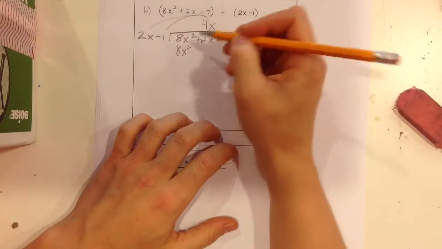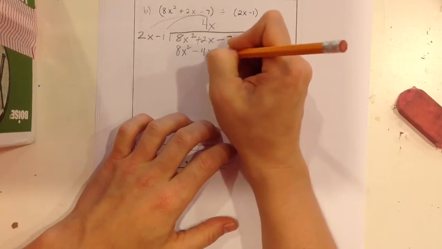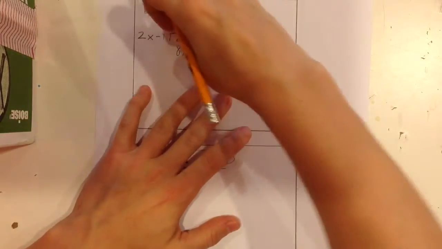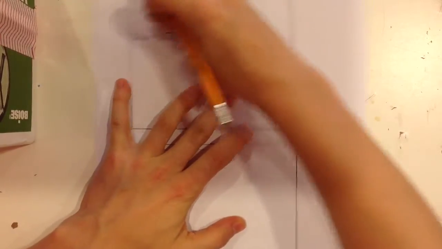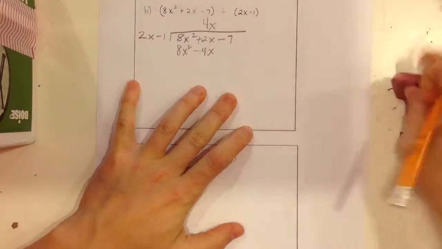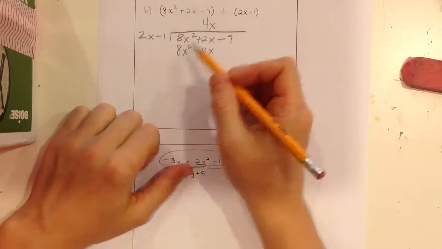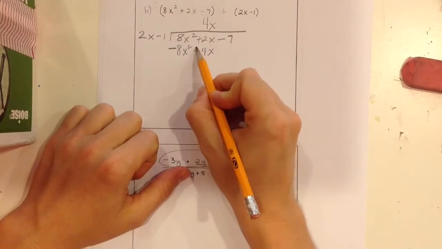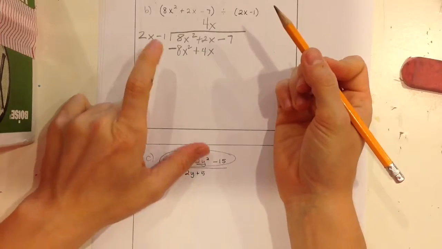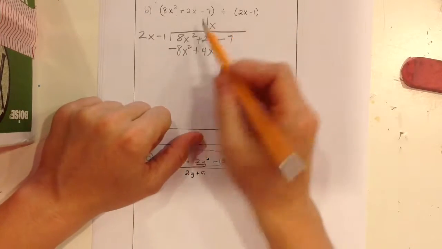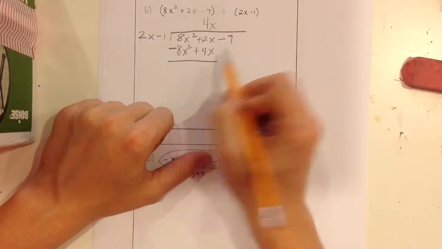4x times negative 1 gives me negative 4x. Okay? So remember, you distribute. And remember, after you distribute, you should get the same thing on top and bottom. The 8x squared should be the same. And then you subtract. And when you subtract, you change all the signs behind it. That became a negative 8x squared. That became a positive 4x.